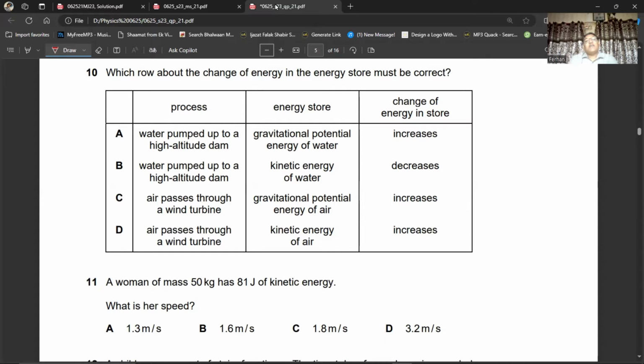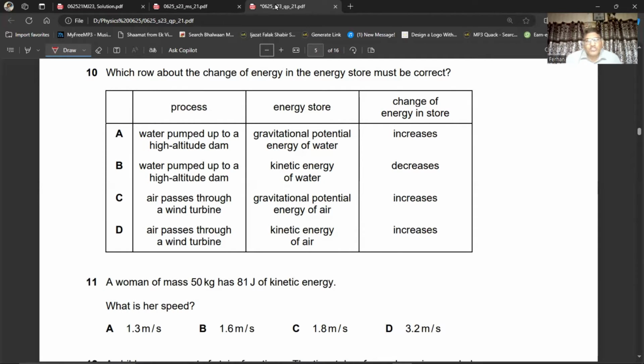C is air passes through a wind turbine, gravitational energy of the air increases. That is not right. Air passes through a wind turbine, kinetic energy of the air increases. That is also not right, because you see, the kinetic energy depends upon the speed. If the speed increases, then the kinetic energy increases.